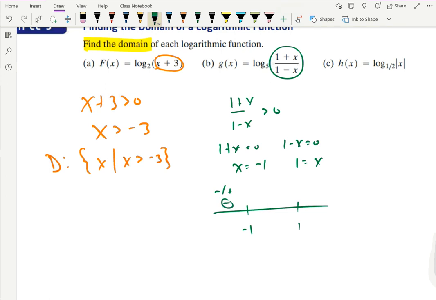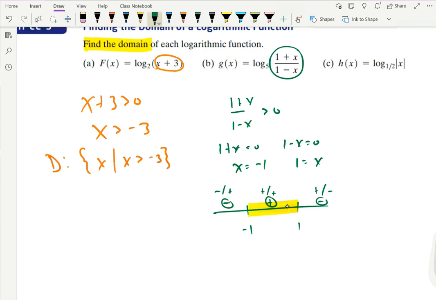Let's go from -1 to +1. Choosing a value in here, let's choose 0 because that's just easy to work with. 1 plus 0 is 1, which is positive. 1 minus 0 is 1, which is positive. So positive over positive is positive. And let's choose something out here beyond 1. How about 10? 1 plus 10 is definitely positive. 1 minus 10 is negative. So a positive divided by a negative is negative. So the region that we want is in here in between -1 and 1.